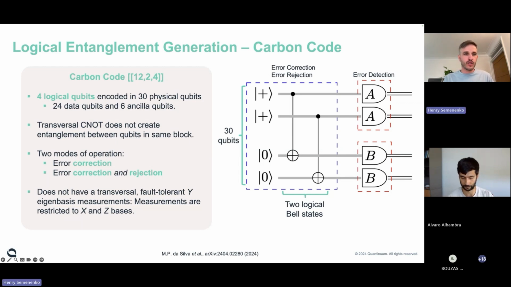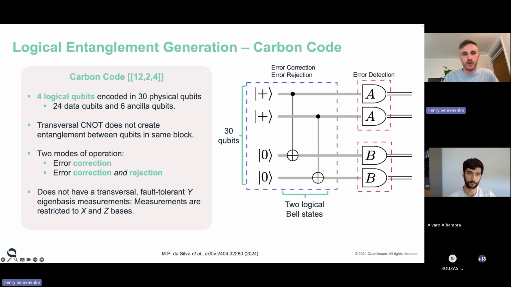As I was mentioning about the distance of this code, it actually allows us to operate in 2 different modes of operation. The first is similar to the previous round, where we're going to look at doing error correction. Based on the syndrome measurements that we perform, we will attempt to correct the error that had occurred and then continue on.